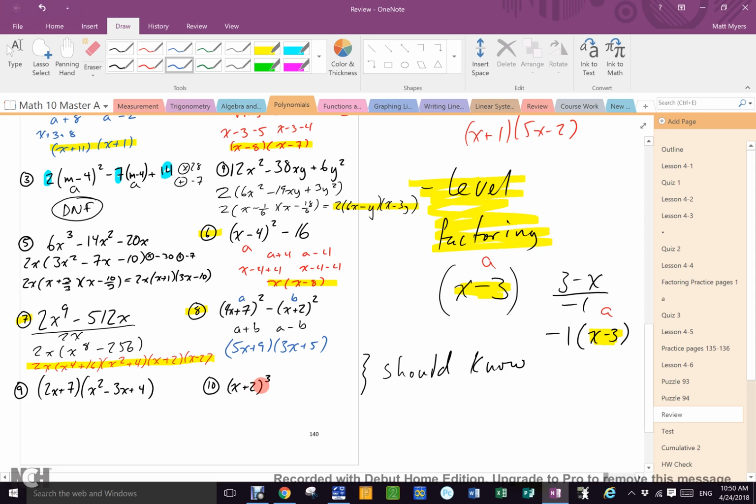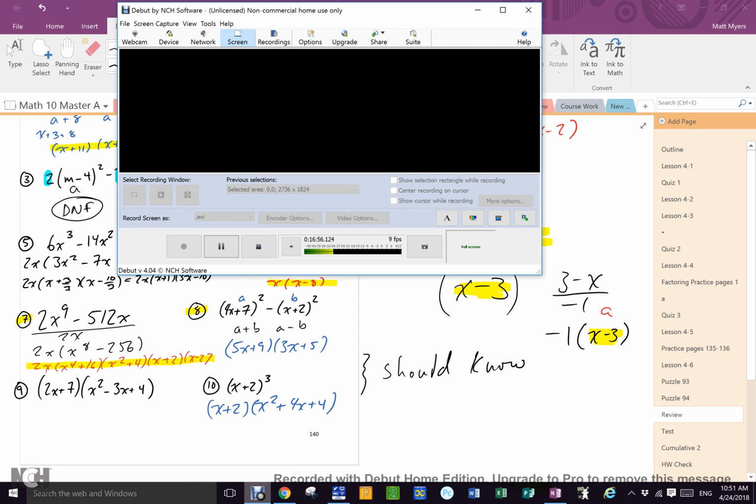This one, I like to do this, x plus 2, and then I multiply the second one out, x squared plus 4x plus 4. Then it's the same as this. Distribute, distribute, distribute, distribute, distribute, distribute, and collect your like terms.